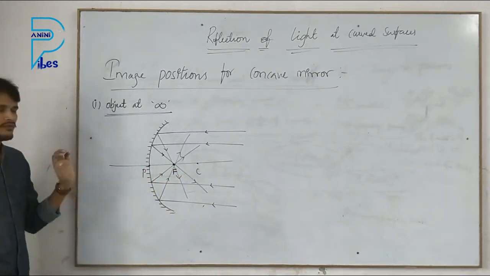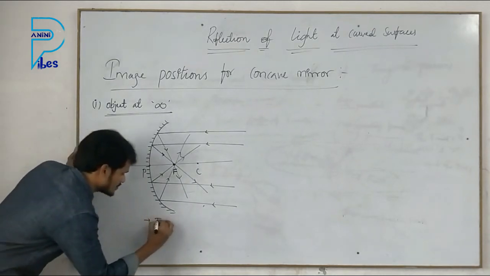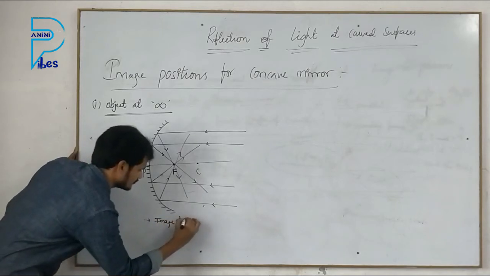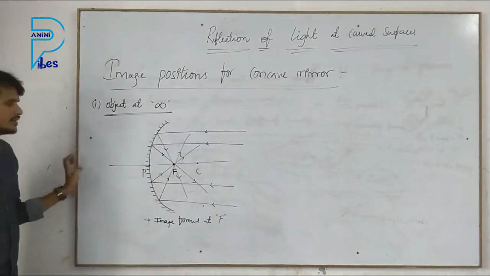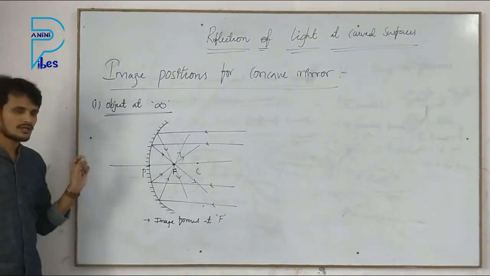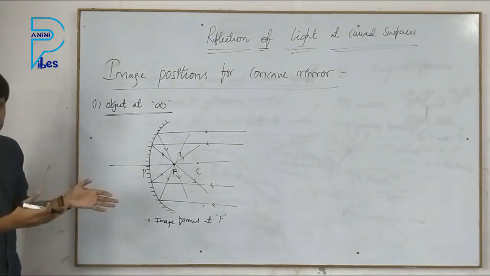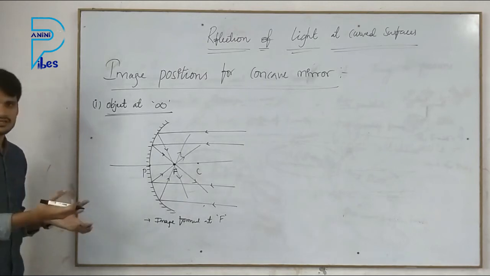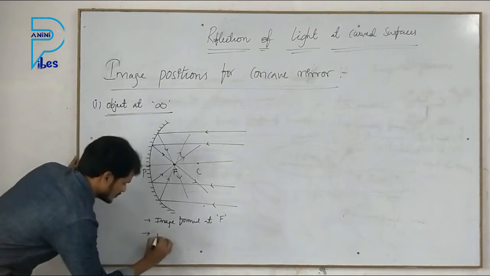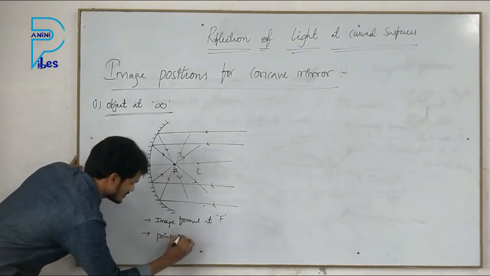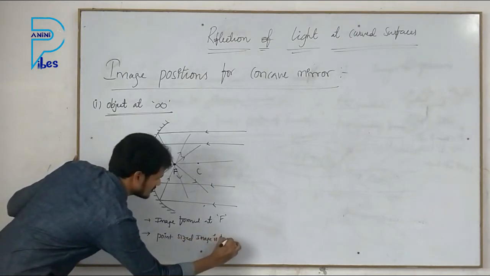What type of image is formed? Maybe a real image or a virtual image. Let's see. The image is formed at F. It looks like a dot, a point-sized image. So we can't mention characters such as inverted or erect, but it is a real image. It's a point-size image. Simply we can say a point-sized image is formed.